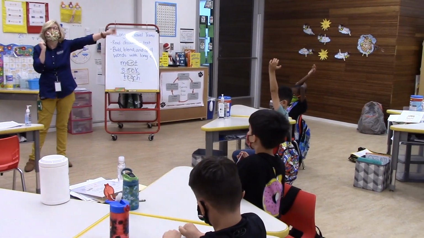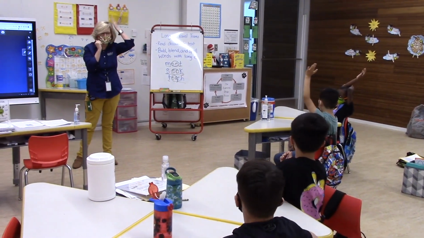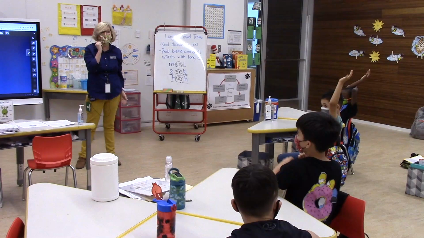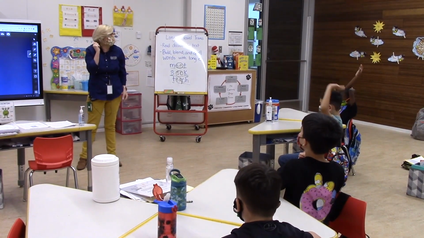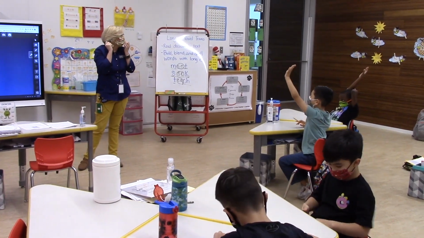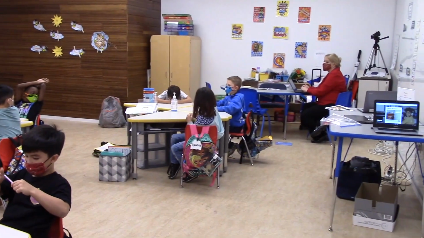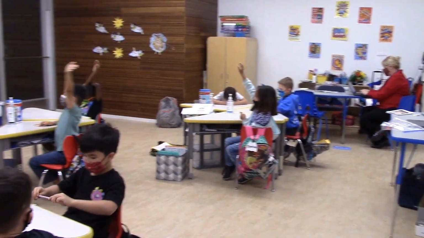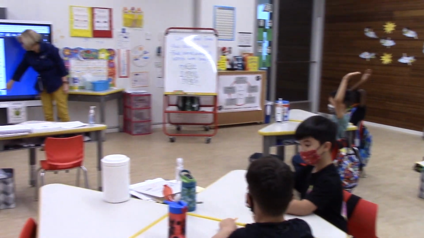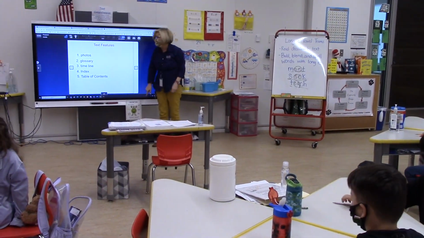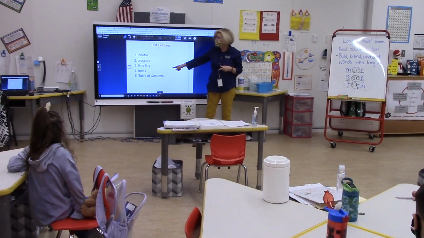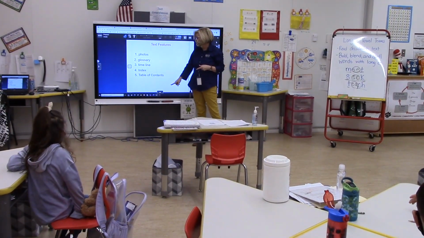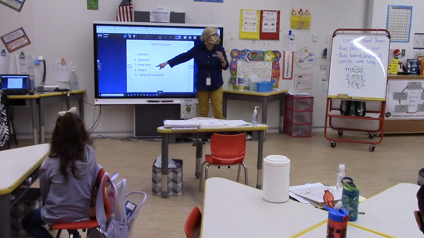I see this group back here all have their hands raised. They're bringing it up in their brain. Matthew? Contents. Table of contents. Good job. One more. Ian. Glossary. Table of contents. Let's look and see. We can look on our list that we made yesterday. Timeline. The timeline is actually a text feature. We've got photos, table of contents, and the index.